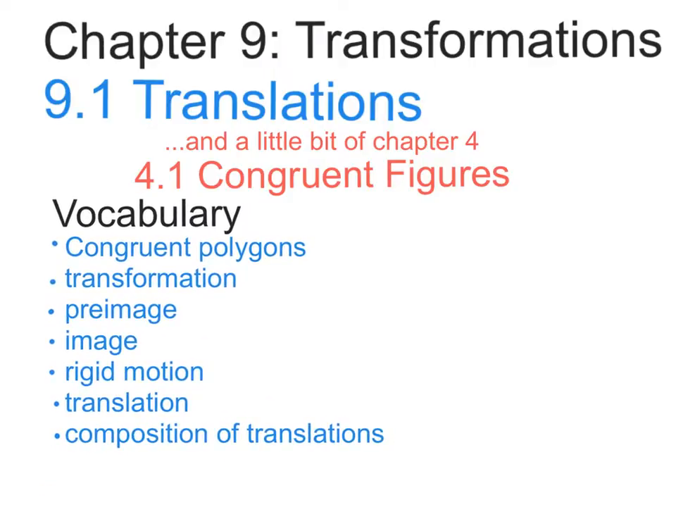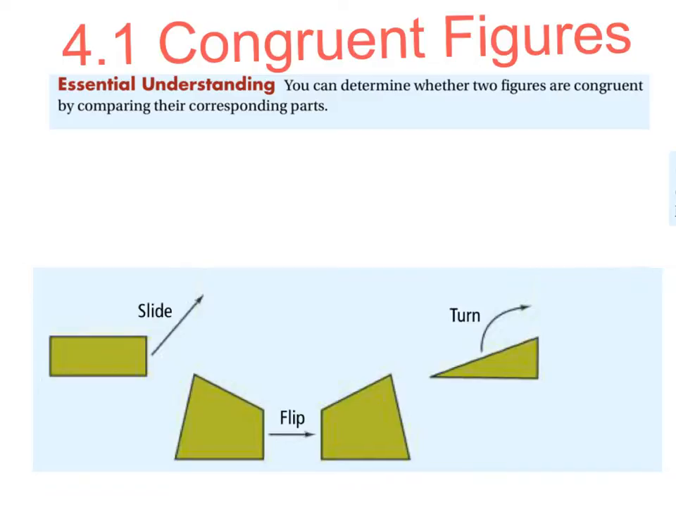The first term, congruent polygons, comes from Chapter 4 in 4.1, and the vocabulary words in 9.1, we have transformation, pre-image and image, rigid motion, translation, and a composition of translations. So we'll be getting to those definitions all when we start talking about 9.1. So section 4.1 is congruent figures.